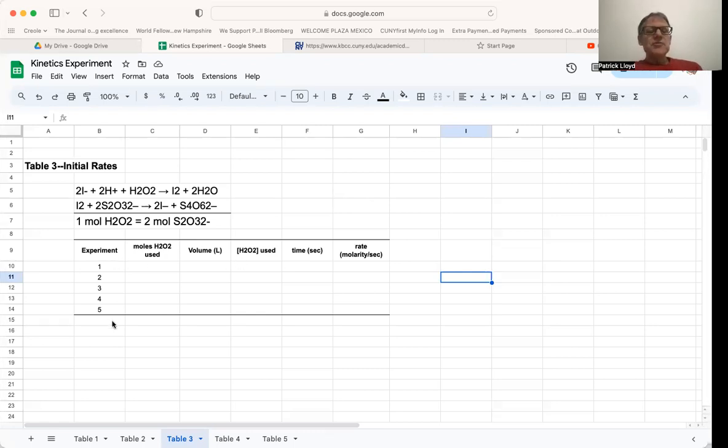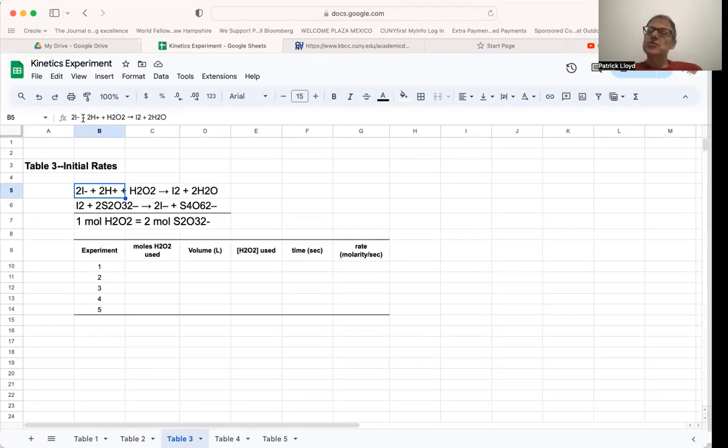So again, we have 5 experiments, all done at room temperature. The first thing we're going to do, this one's not so obvious, is we're going to figure out how many moles of H2O2 were used. The idea here is we're trying to figure out what the change in concentration of H2O2 was during the reaction. Remember, the H2O2 is reacting with KI, right? So I've written it here as I minus.